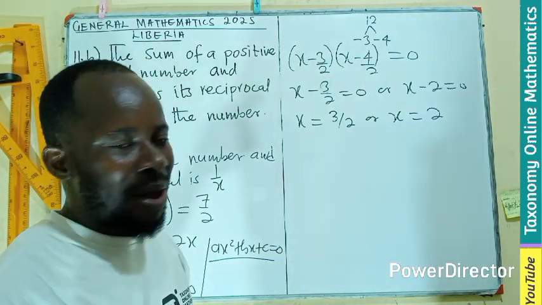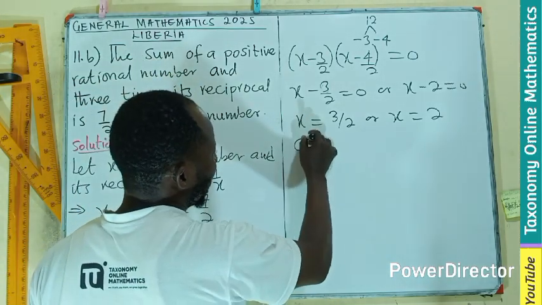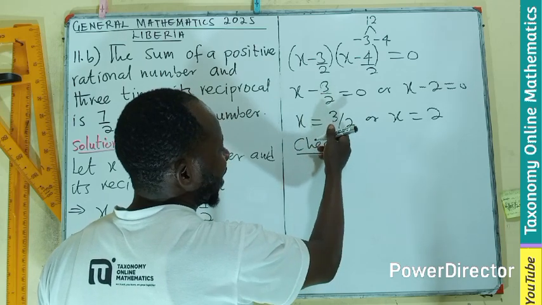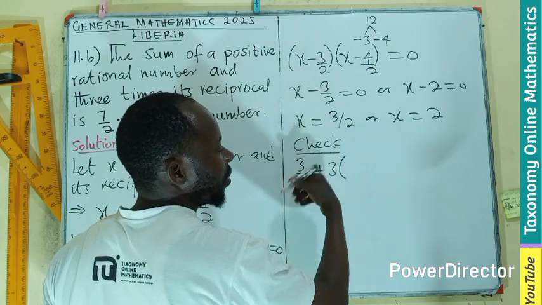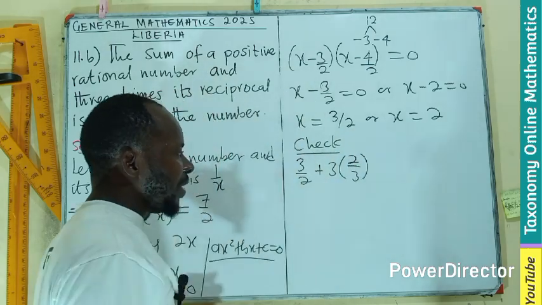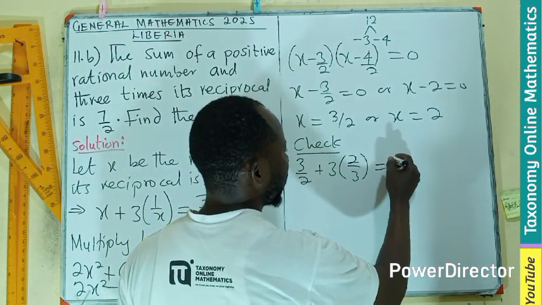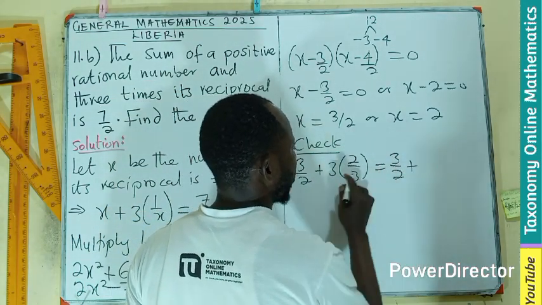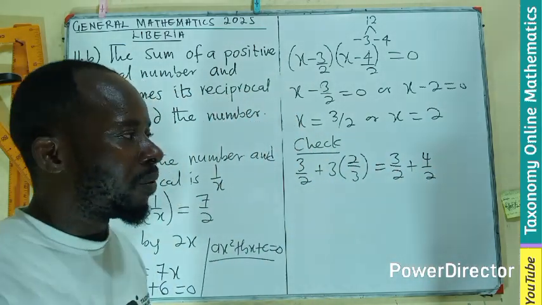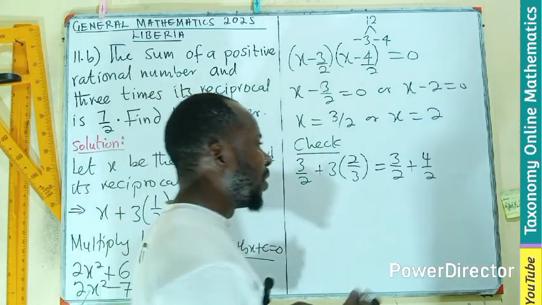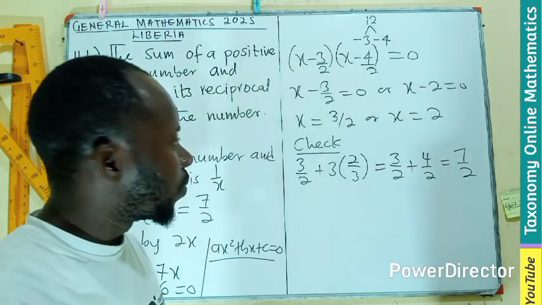The question is asking for one number, just a number. That's presumed that it will be one number. So let's check and see whether one of them will be disqualified. So let's say we have a check. If x is 3 on 2, plus 3 times the reciprocal of this, which is going to be 2 on 3. Let's see if the result will be what you're looking for. This will cancel this. So I should be left with 3 on 2 plus 2. That 2 will also be 4 on 2 if I write it that way. Having the same denominator means that I still have 7 on 2, meaning our answer could be 3 on 2.